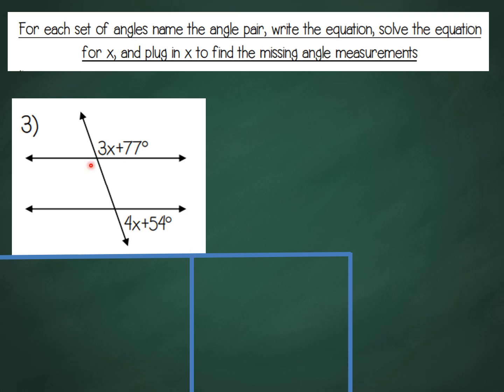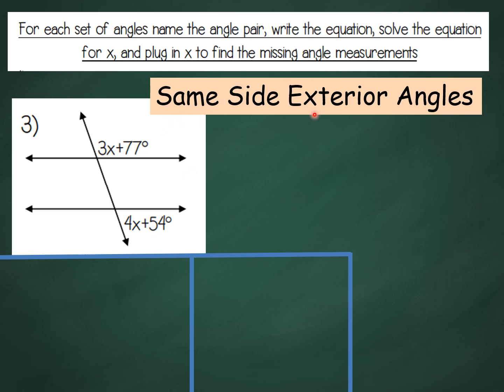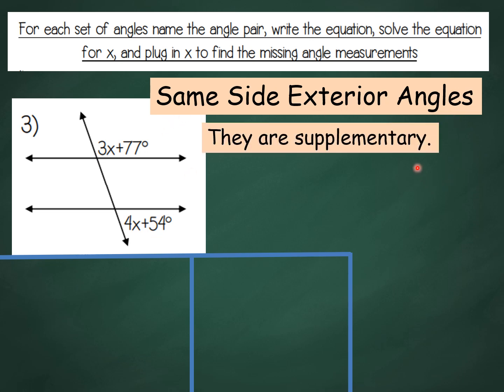Para naman sa pangatlong example, ayan. So, 3x plus 77 degrees. Yung isa naman, 4x plus 54 degrees. So, kung mapapansin ninyo, they are on the same side ng transversal. So, kailangan talaga alamin ninyo kung ano yung transversal na nagamit sa ating given illustration. So, para ma-identify natin kung anong klaseng angle pair po yung given na angles. So, kung mapapansin niyo nasa same side po sila at pareho po silang exterior. So, we have same side exterior angles and they are supplementary.